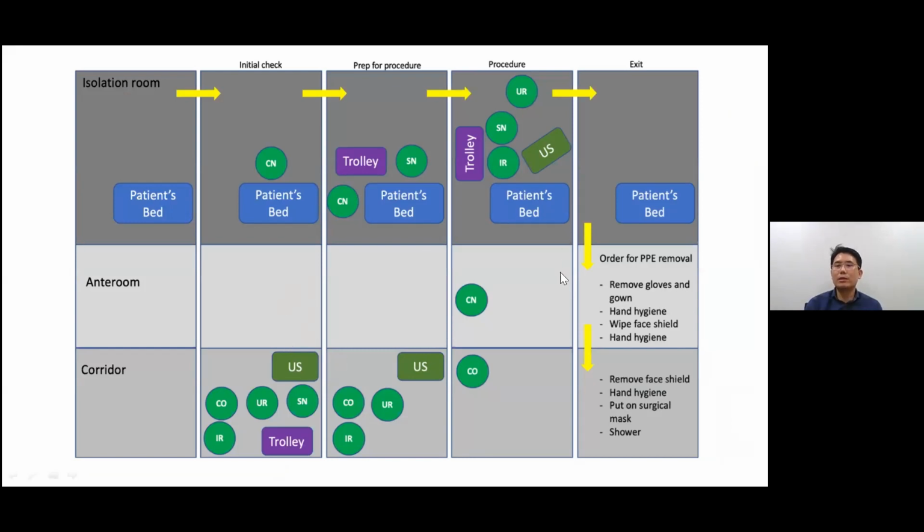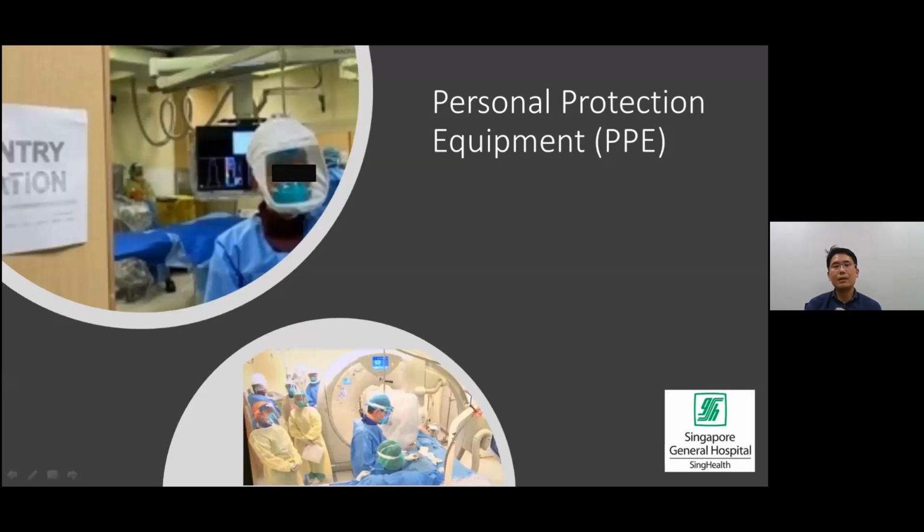Now, this is really important, how you come out of the room, because that's when you're contaminated, and this is what you really need to do. First, you want to remove your gloves and your gowns in the room, perform hand hygiene, wipe your face shield, perform hand hygiene again before you come out of the room to take off your N95 mask, and then you go for a shower. So actually all staff are encouraged to bring extra set of clothes. We do want to shower after the procedure, so just in case there are some contamination, and that's the best time to get rid of everything.